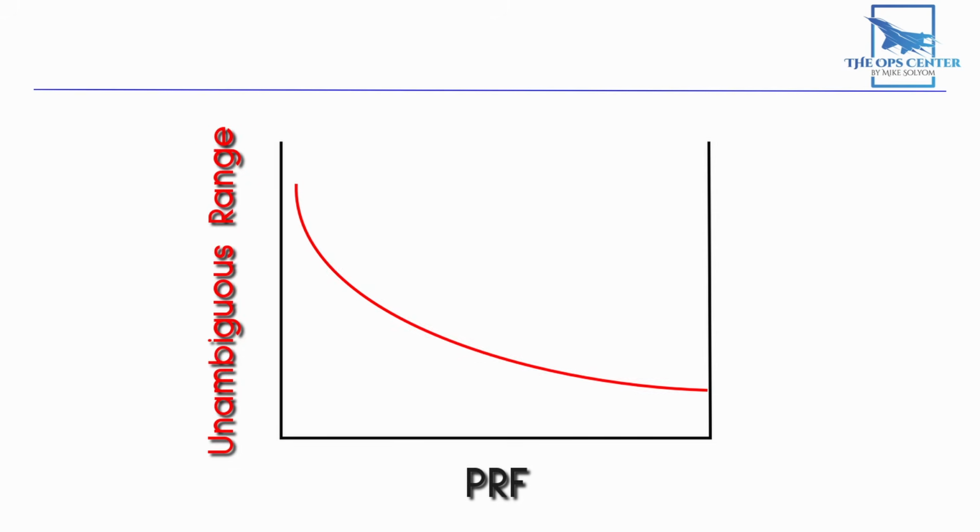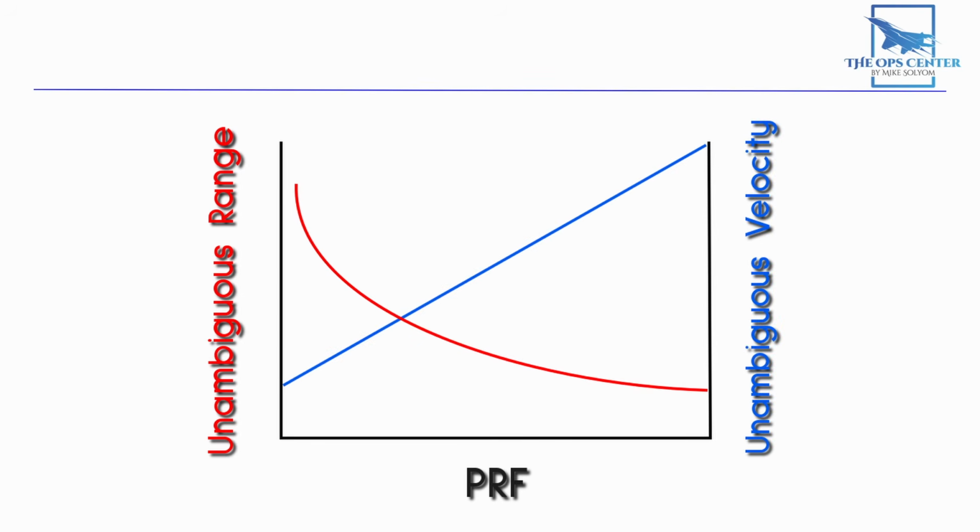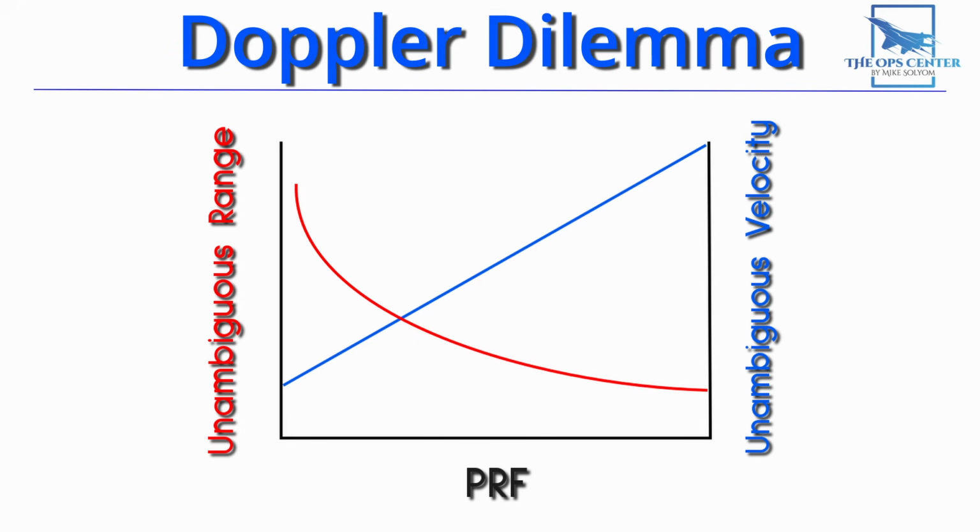Remember that unambiguous range works in the opposite direction. A lower PRF increases that unambiguous range. As you increase PRF to overcome velocity ambiguity, you decrease the maximum unambiguous range. So when it comes to selecting a PRF, you have a trade-off between accurate speed and accurate range. This is called the Doppler dilemma, and it's the reason why there isn't one perfect PRF for all situations.